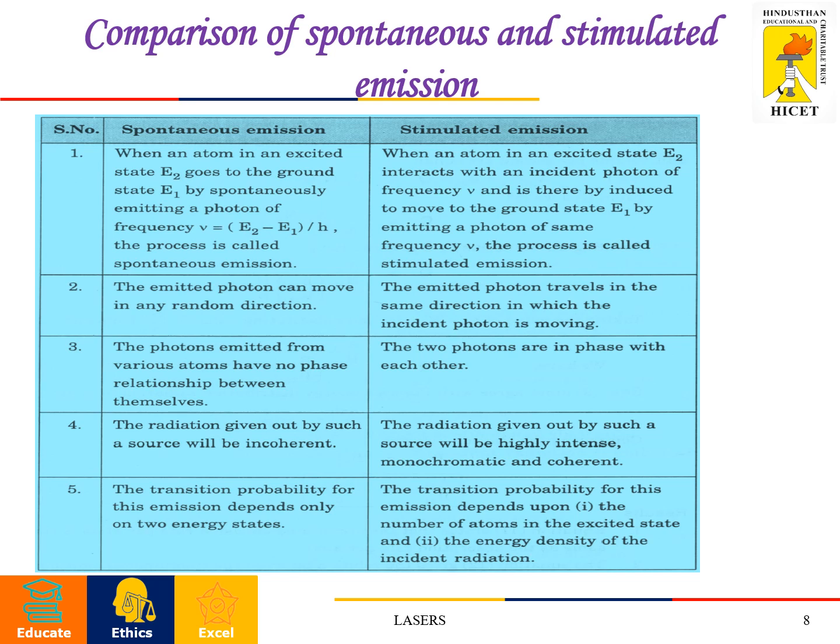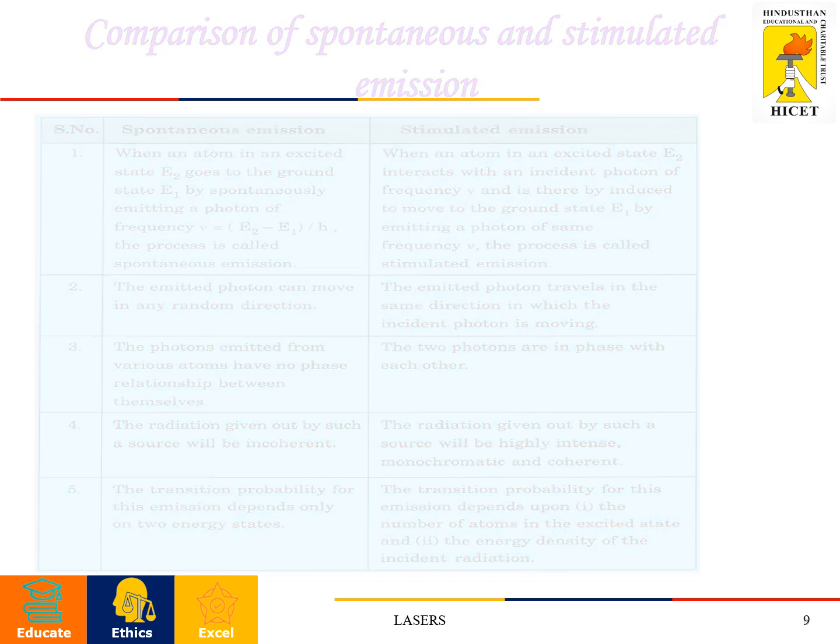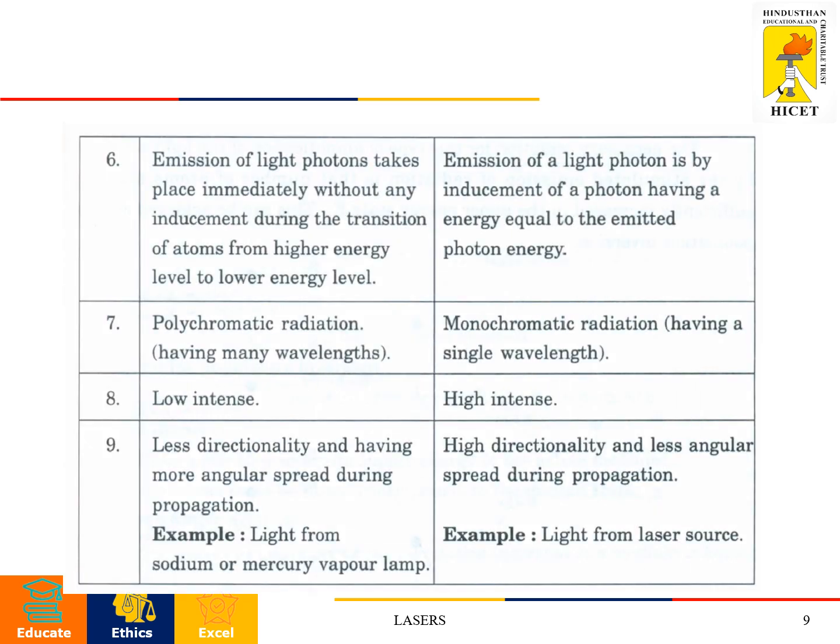The transition probability for spontaneous emission depends only on the two energy states. The transition probability for stimulated emission depends upon the number of atoms in the excited state and the energy density of the incident radiation. Also, in spontaneous emission, emission of a light photon takes place immediately without any inducement during the transition of atoms from the higher energy level to the lower energy level, and in stimulated emission, emission of a light photon is by inducement of a photon having energy equal to the emitted photon energy.